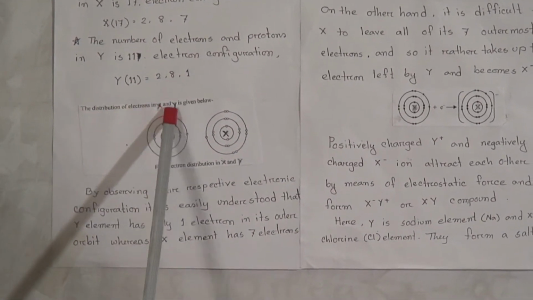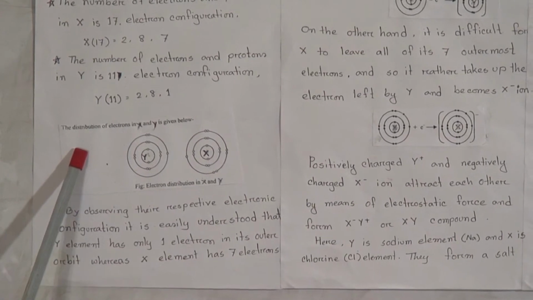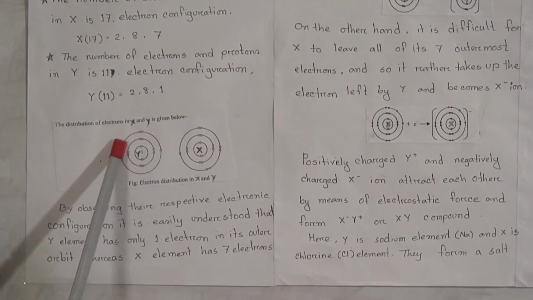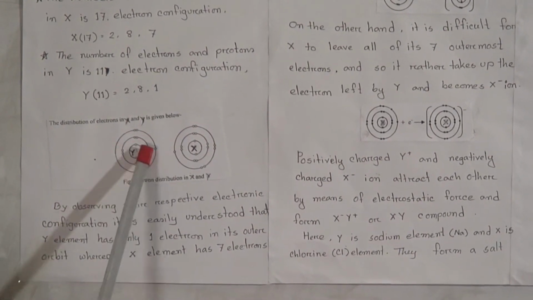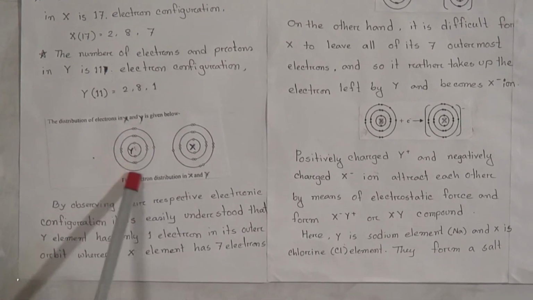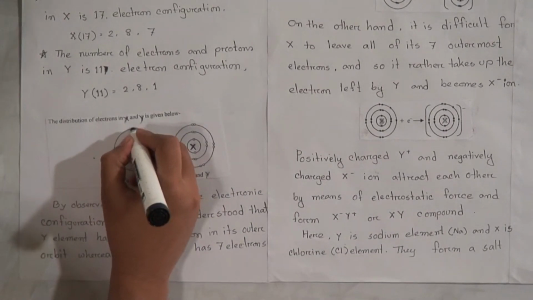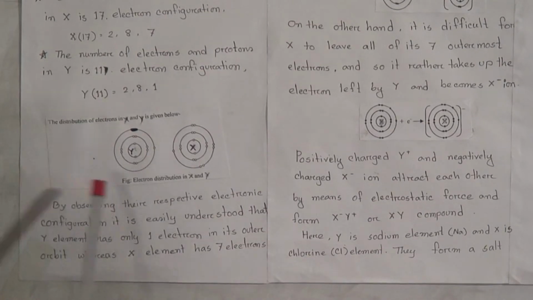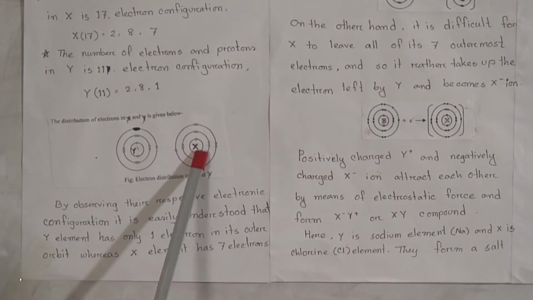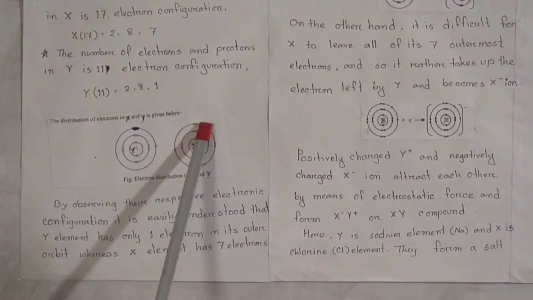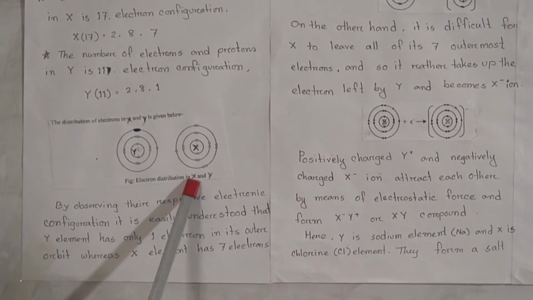The distribution of electrons in X and Y is given below. Dear students, you have to put the X figure first, then you have to put the Y figure. This is of sodium and this figure is for chlorine. And see, in this figure, in the first orbit 2 electrons, in the second orbit 8 electrons, and in the last orbit, dear student, this is wrong. This will be only 1 electron. And here look, this is for chlorine. There in the first orbit there are 2, in the second orbit there are 8, and in the last orbit there are 7 electrons. And this figure is the electron distribution in X and Y.